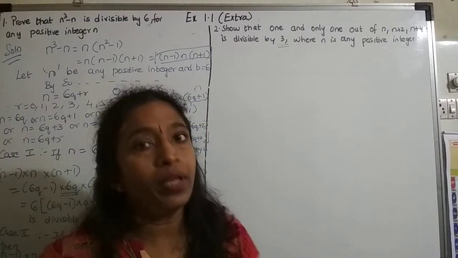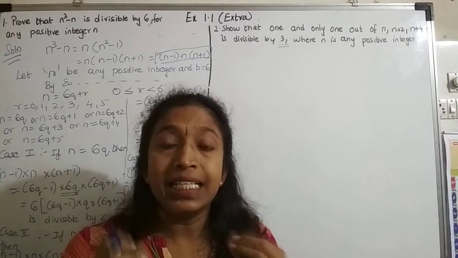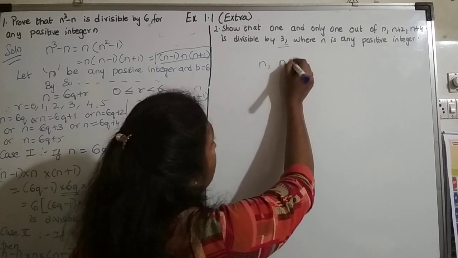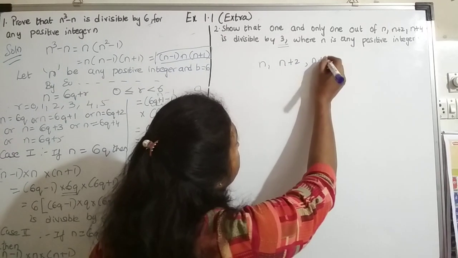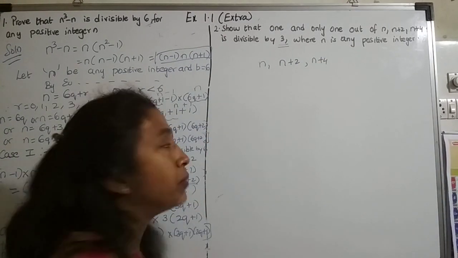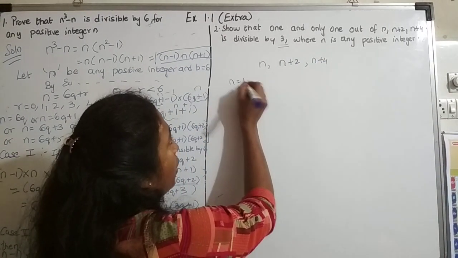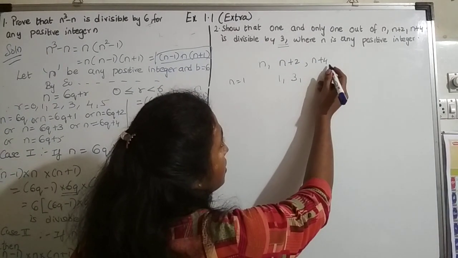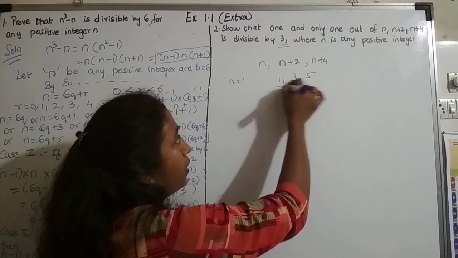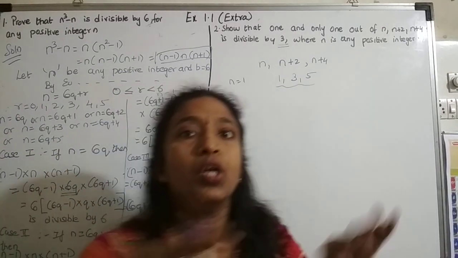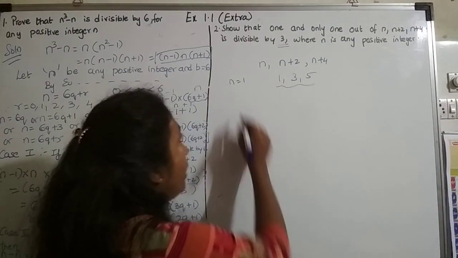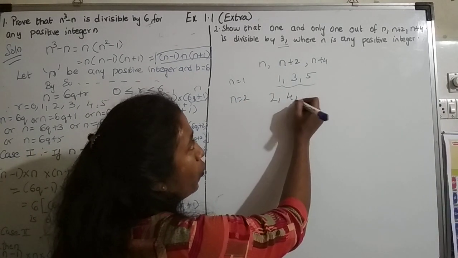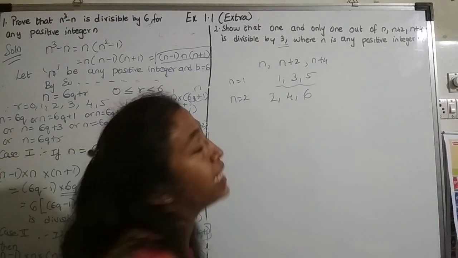Before we solve this sum, let's understand the practical example. Suppose here they have given n, n plus 2, n plus 4. Let's take n value as 1. If I take n as 1, what will I get? 1, 1 plus 2 is 3, 1 plus 4 will be 5. So here we can see it is a pattern of odd integers. If I put n equal to 2, what will I get? 2, 2 plus 2 is 4, and 2 plus 4 is 6.